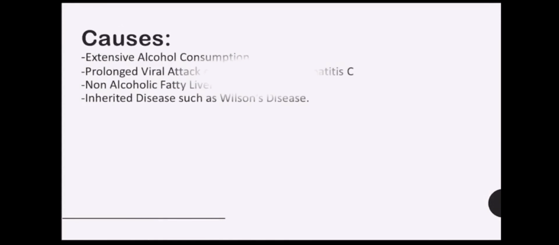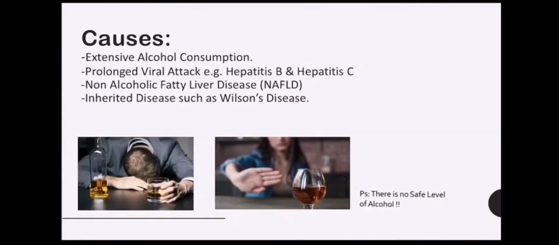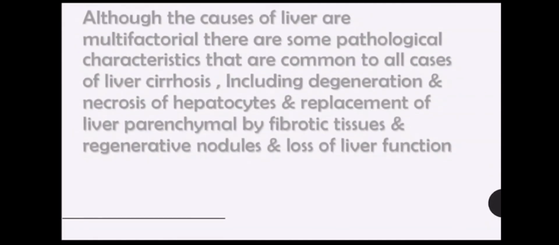Causes of liver cirrhosis. Number 1, extensive alcohol consumption. Number 2, prolonged viral attack, for example hepatitis B and hepatitis C. Number 3, non-alcoholic fatty liver disease. Number 4, inherited disease such as Wilson disease. Also, the causes of liver cirrhosis are multifactorial.